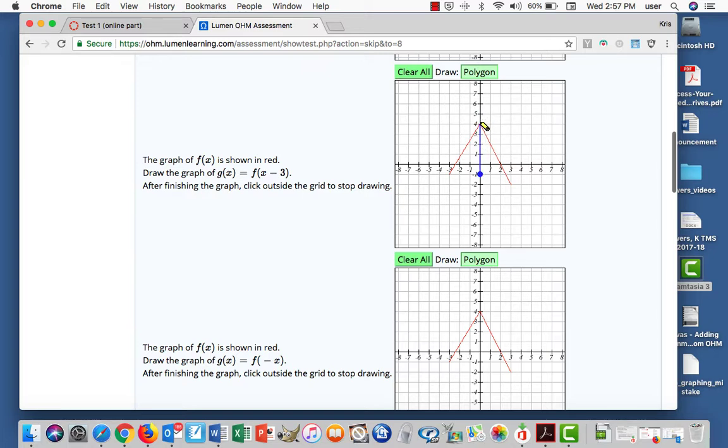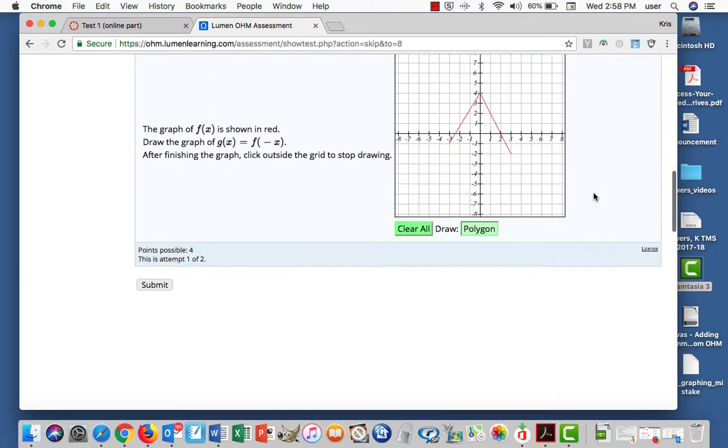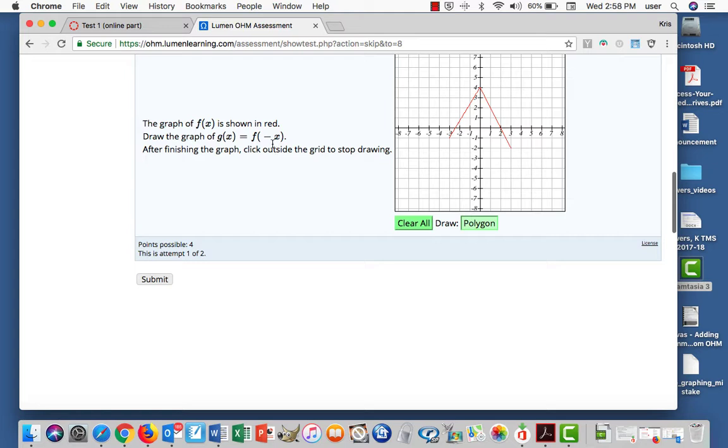That's where that one goes. This one goes 1, 2, 3. And then this last one goes 1, 2, 3. And then I'm clicking outside the box. Okay, the very last problem, we are negating x. So if you have a -3 for your x value at this point, that's going to go over to +3.